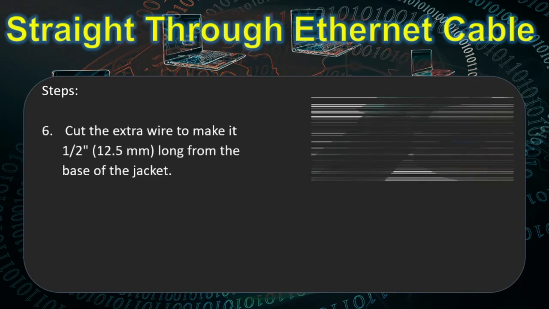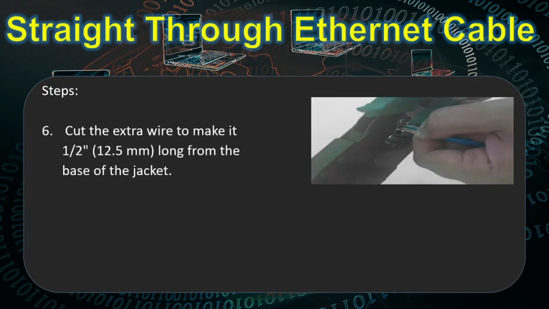Step 6. Cut the extra wire to make it 1/2 inch long from the base of the jacket. Make sure that the ends of the wires are aligned.